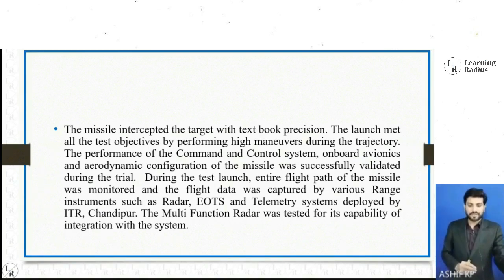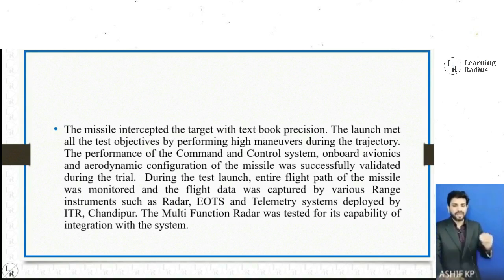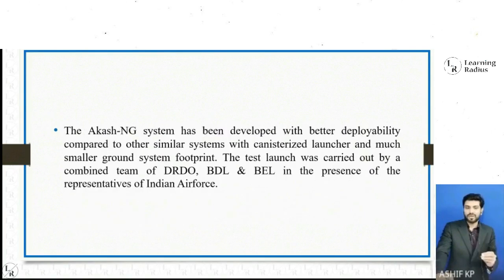during the trial. During the test launch, the entire flight path of the missile was monitored and the flight data was captured by various range instruments such as radar, EOTS and telemetry system deployed by ITR Chandipur. The multifunction radar was tested for its capability of integration with the system. So, absolute clarity as it is conveyed by the PIB about Akash-NG. You should have an idea about the radar, EOTS and telemetry system deployed by ITR Chandipur related to Akash.